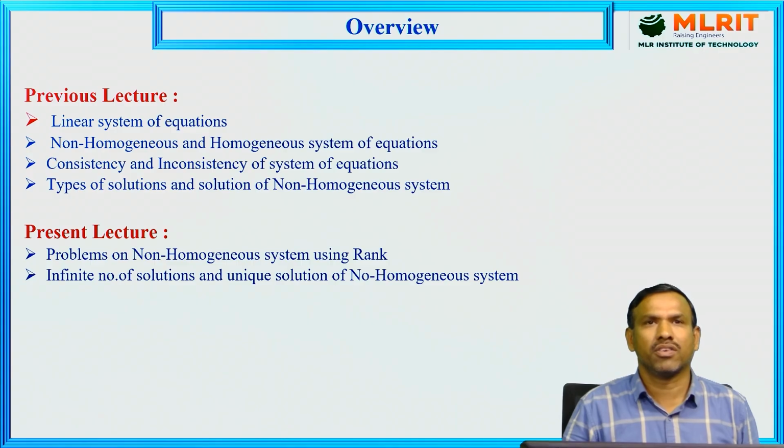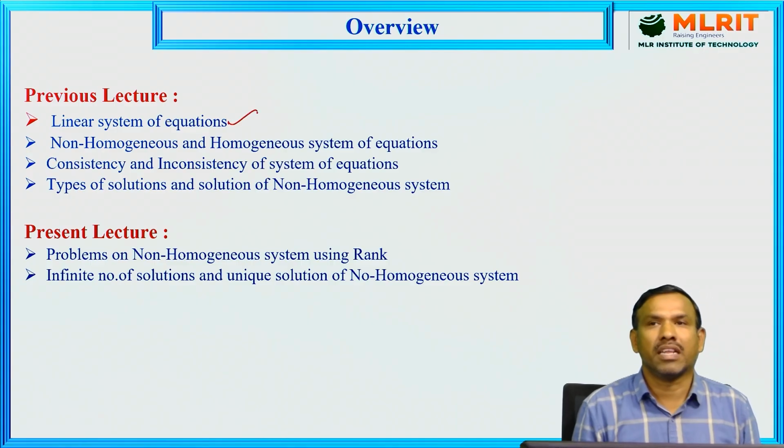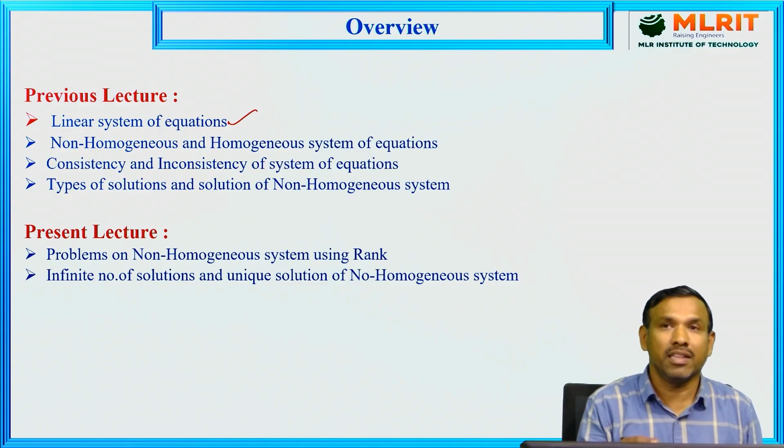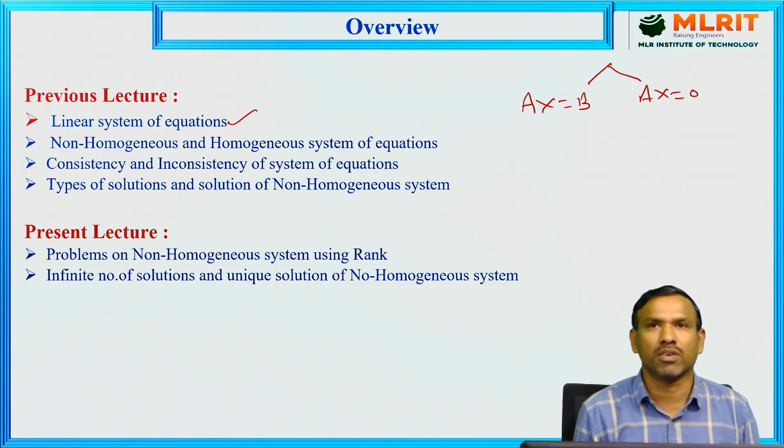In the previous lecture, we have studied about linear system of equations, that is, more than one equation of first degree. We have discussed it very clearly. In that, we have two models, non-homogeneous and homogeneous. Non-homogeneous means Ax is equal to B, and homogeneous means Ax is equal to 0. These two methods under the linear system of equations we are discussing.